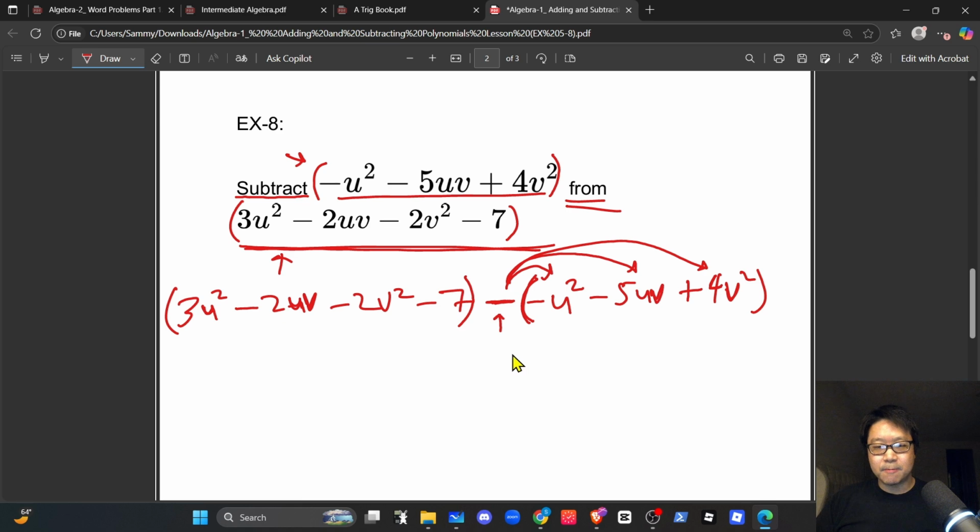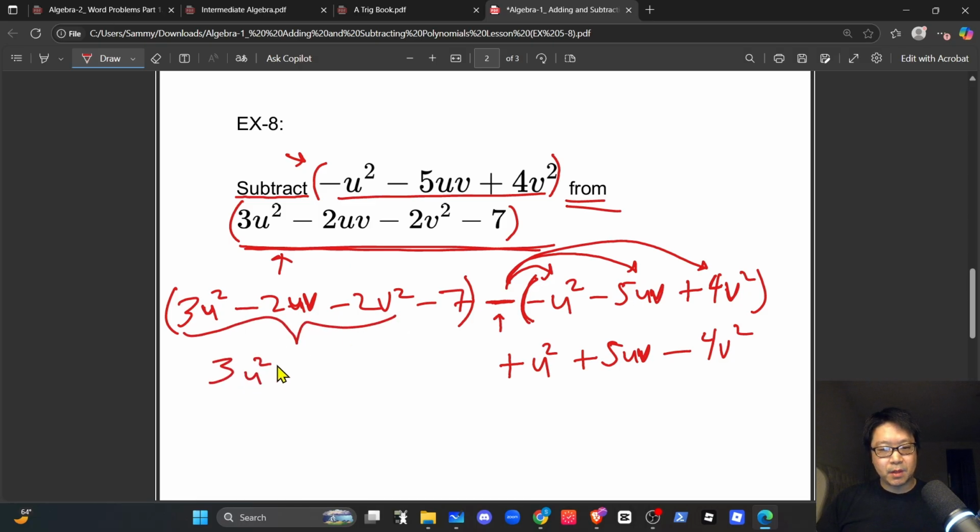So what we end up with is positive u squared, right? Because we're multiplying negative by negative, and also a positive 5uv, and negative, right? We're multiplying negative by a positive, so we're going to get a negative 4v squared. And then the first polynomial, we can just pop it out of the parentheses, since there's nothing in front of it, no negative sign multiplying it. So 3u squared minus 2uv minus 2v squared minus 7.